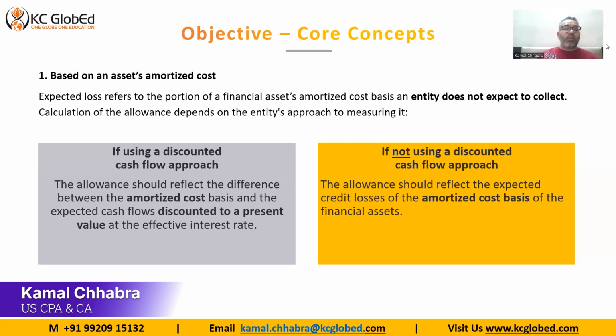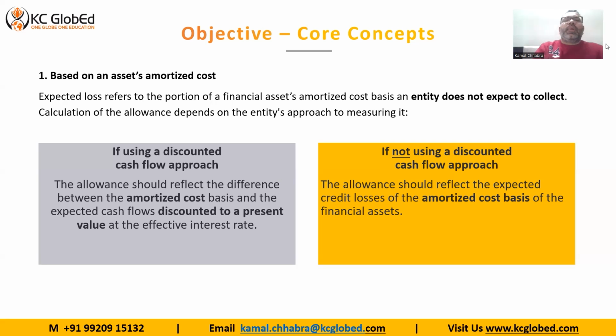If you are using the discounted cash flow approach, the allowance should reflect the difference between the amortized cost basis and the expected cash flow discounted to present value at the effective interest rate. So what is the loss? It is the difference between amortized cost, that is your book value, and the present value, which is based on the discounted rate of interest. Whatever is the difference is your estimated loss. If you are not using the discounted cash flow approach, then the allowance should reflect the expected credit loss of the amortized cost basis of the financial assets.